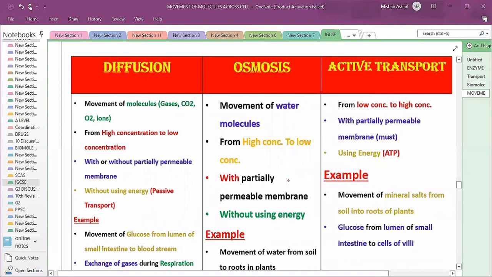Here, it is the movement of water molecules. Here you can see it is the movement of molecules, right? You will be given 1 mark for this if you write it. It is the movement of water molecules, so it's important. In osmosis, 1 mark will be for this.